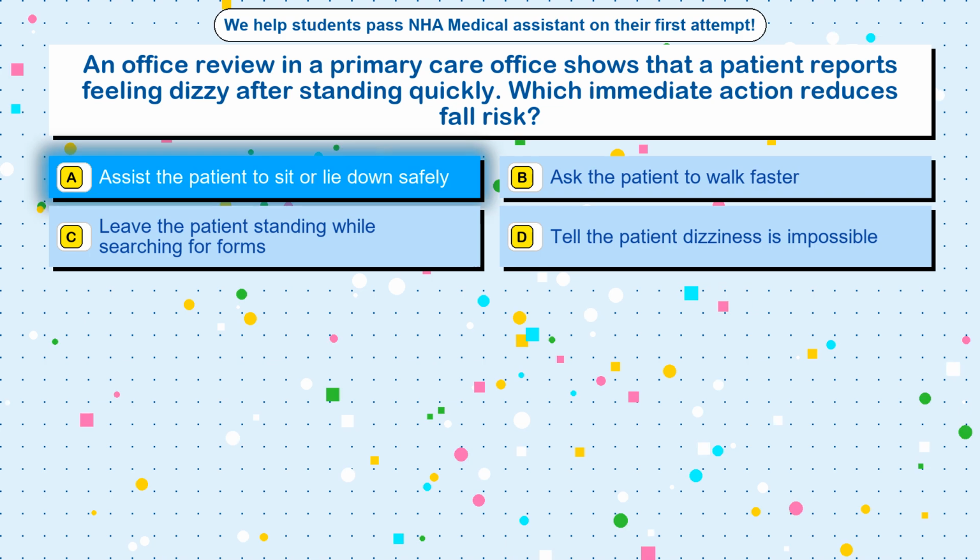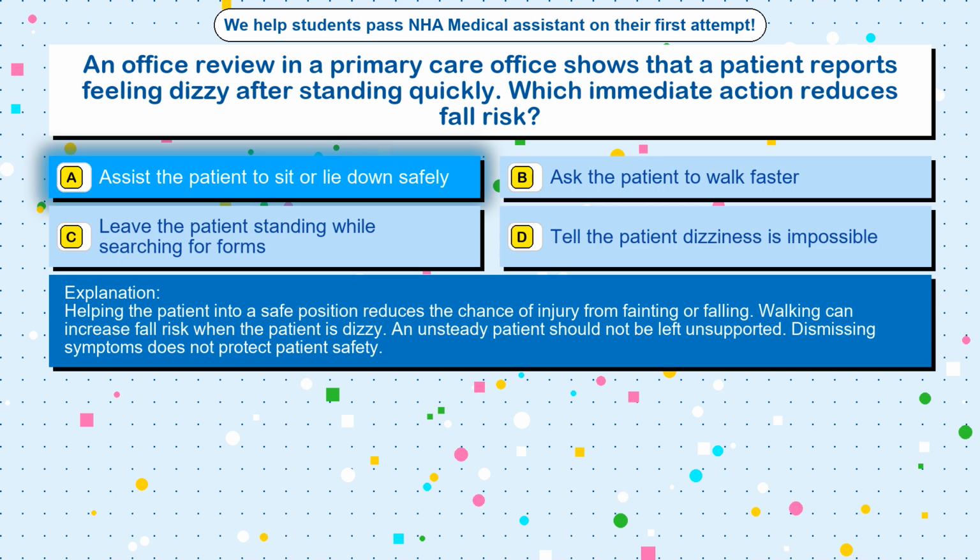The correct answer is option A. Assist the patient to sit or lie down safely. Helping the patient into a safe position reduces the chance of injury from fainting or falling. Walking can increase fall risk when the patient is dizzy. An unsteady patient should not be left unsupported. Dismissing symptoms does not protect patient safety.